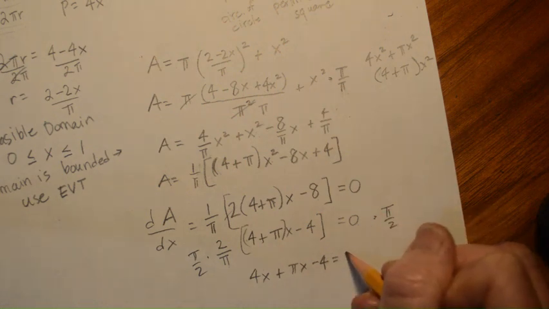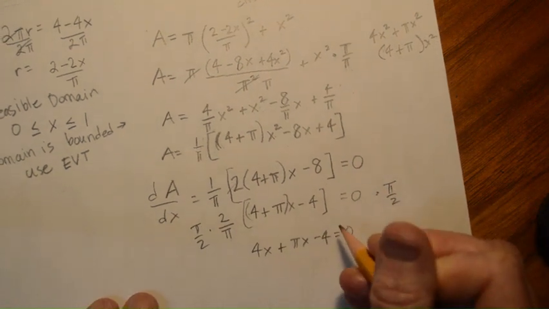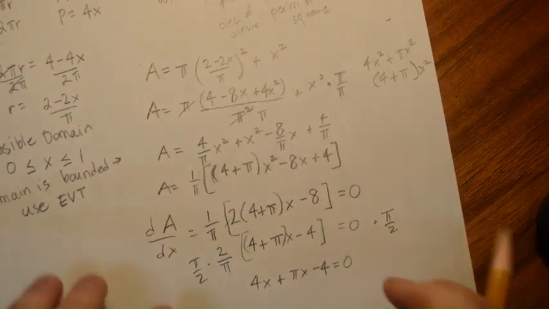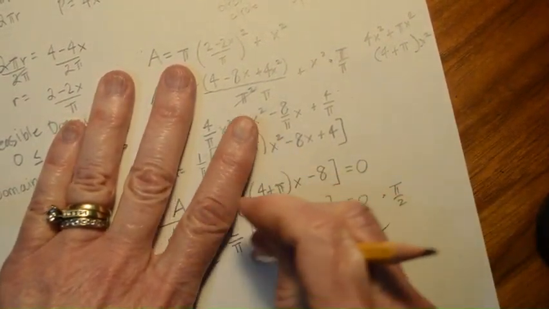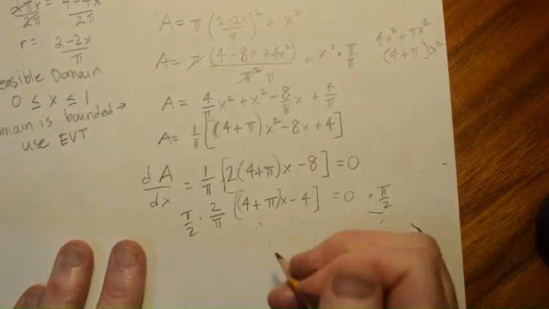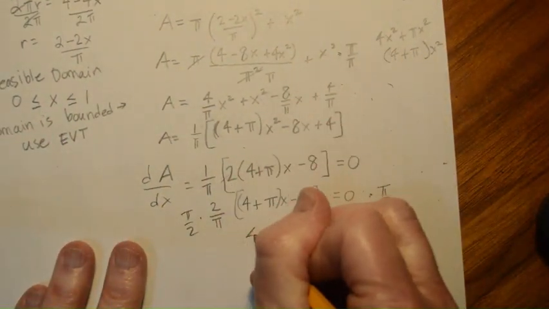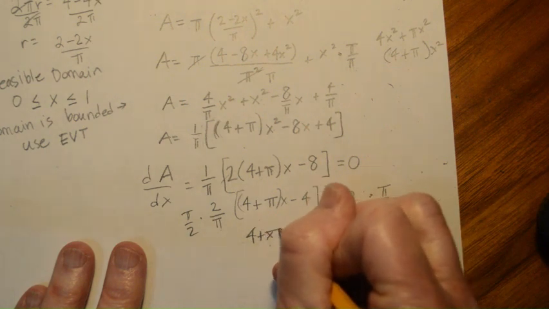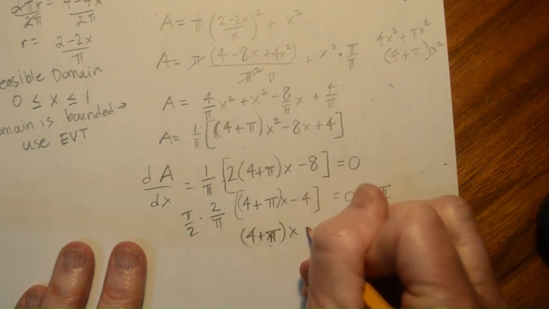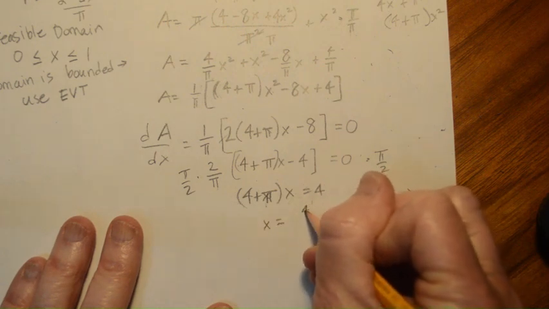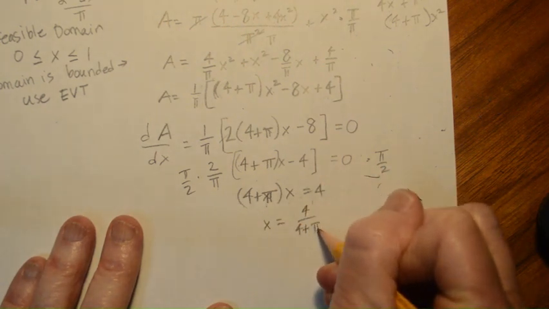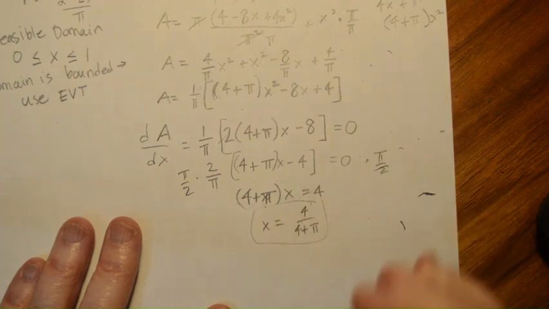I don't really have to do that. I could just bring the 4 over to the other side. Again, I'm not going to do that. Let's save myself the trouble of having to re-explain later. So I'll just move 4 over to the other side, so I get 4 plus pi x equals 4. Divide both sides by 4 plus pi, and I get x equals 4 over 4 plus pi. That is my only critical number.